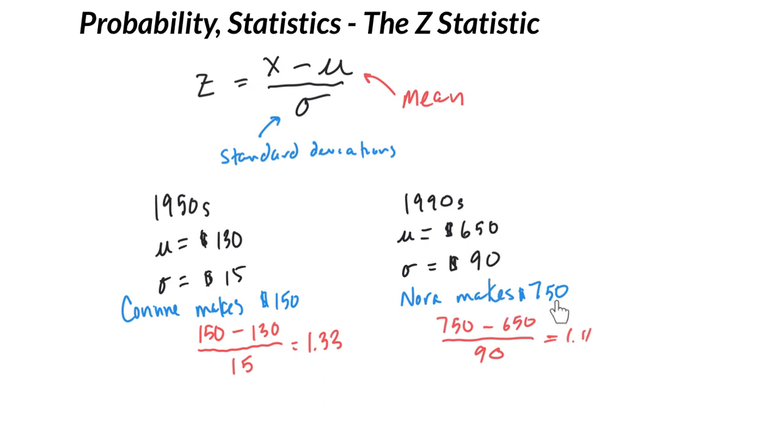So in this case, Nora obviously makes more money. She makes 750 compared to 150, significantly more. But if we were just comparing them to the other workers of their time period, Corinne is further above average. So relative to their workforce at the time, Corinne is more above average. And this is the purpose of the z-statistic: placing you in the context of what your population is doing, the one you're coming from.